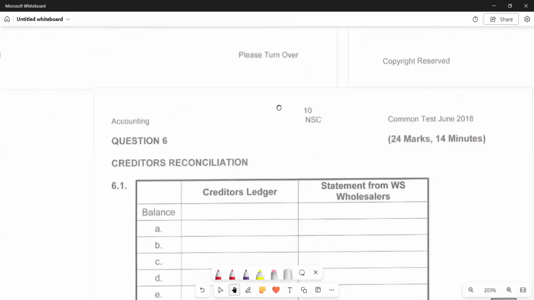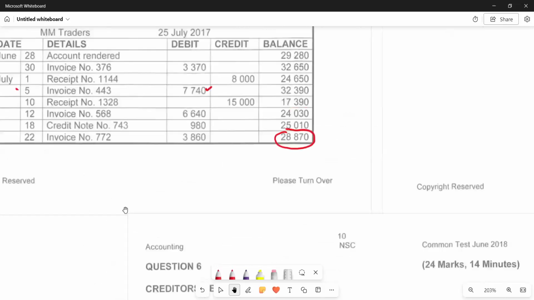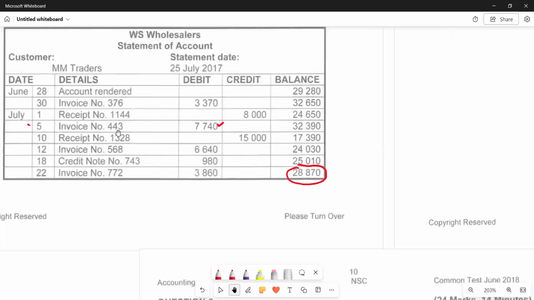We go to the answer section now, and this is our answer section. We've got the creditors reconciliation, with the column for the creditors ledger and the statement from WS Sellers. So for A, the first correction, we are going to enter a plus 2,970 on the creditors ledger. We also have the balances that we are supposed to put there. I think we indicated those balances: for the creditors ledger we've got 25,450, and for the statement we've got 28,870. So we are just going to enter those figures as they are.